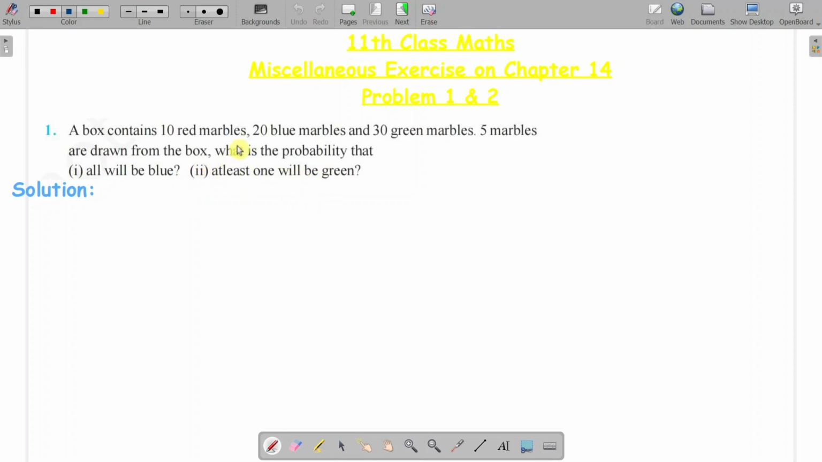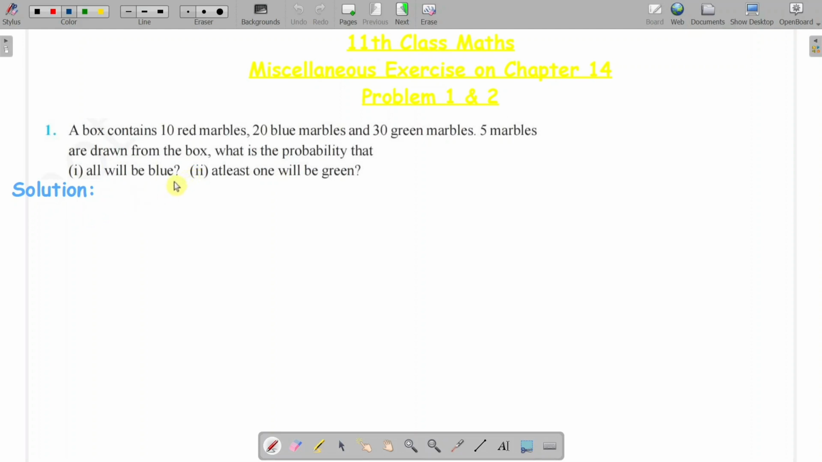Okay. So what we are given is a box which contains 10 red marbles, 20 blue marbles, 30 green marbles, right? Then 5 marbles are drawn from the box, and we are asked what is the probability that first, all will be blue, second, at least one will be green. Okay, so let us start and solve this problem here.